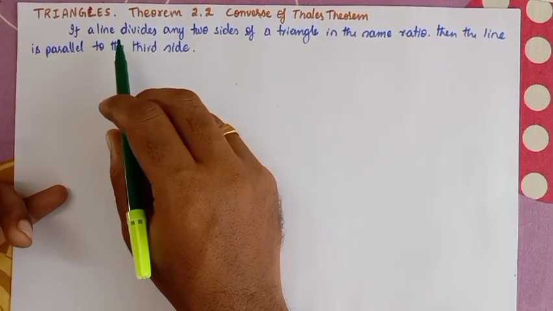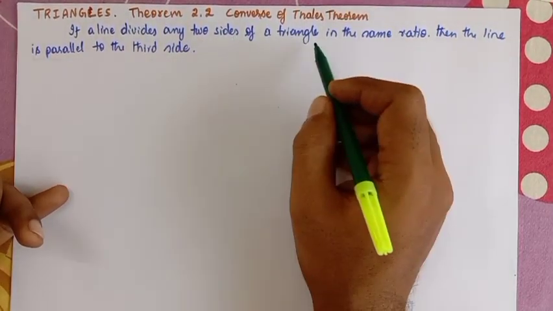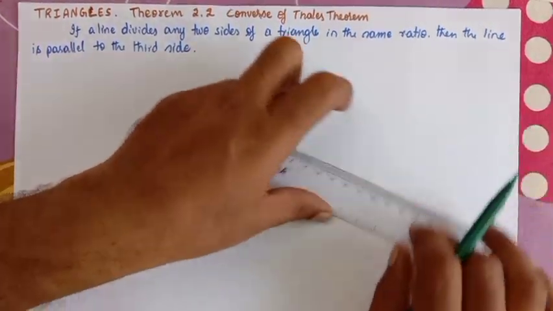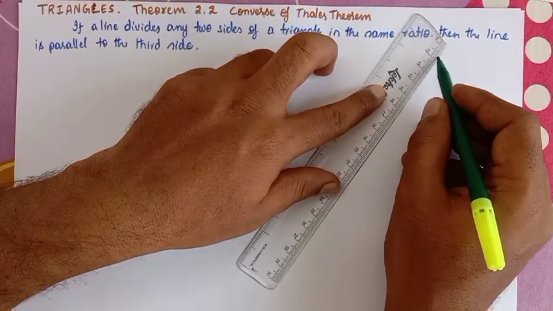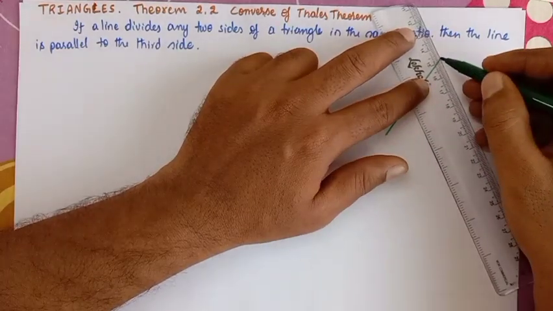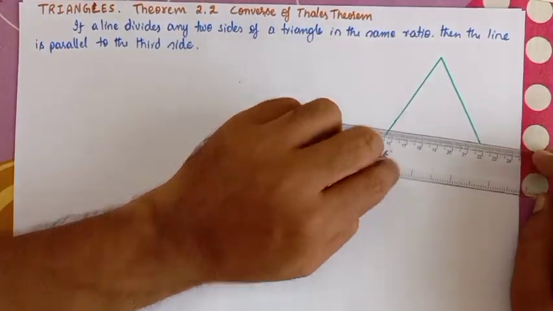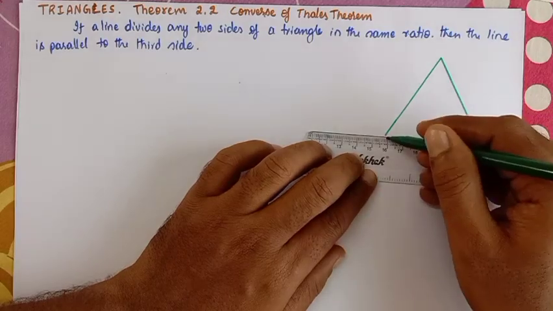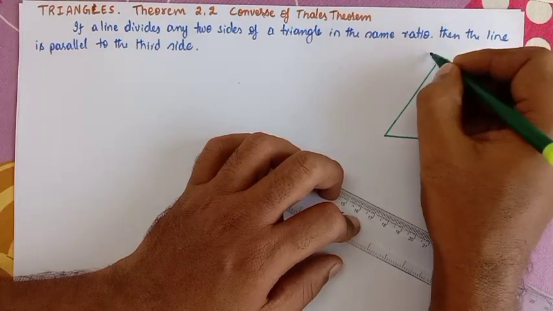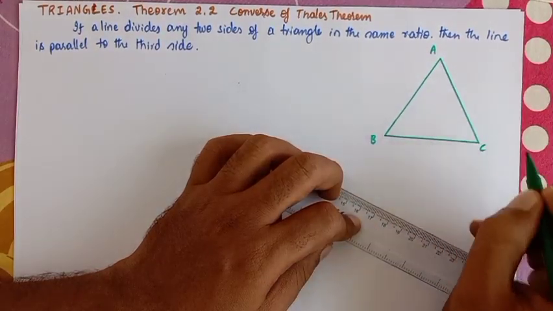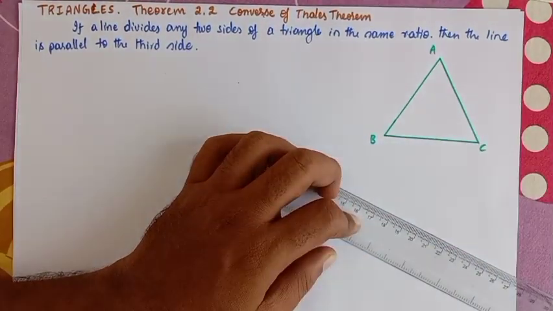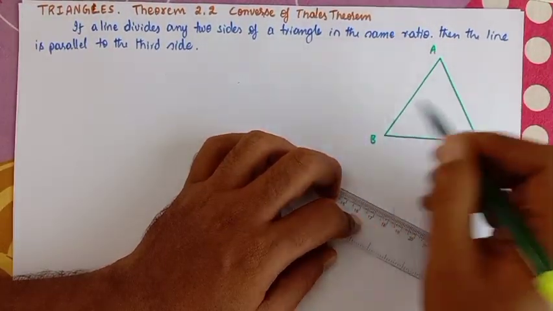As per the statement, a line divides any two sides of a triangle. So what is there here? First of all, the triangle. Let me draw a triangle. The sides of this triangle are divided in the same ratio by a line. That has to be understood here. A triangle is there, let me name it A, B, C, and a line divides any two sides, as we did in the BPT, basic proportionality theorem.